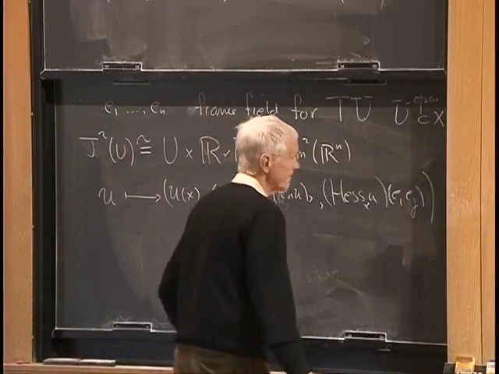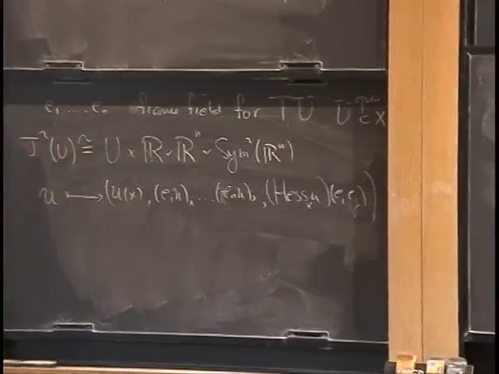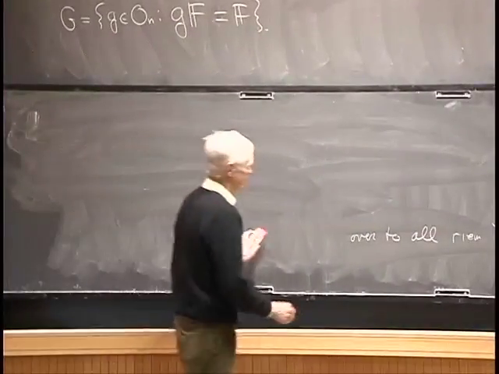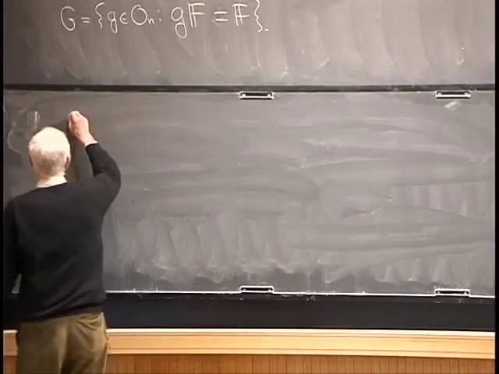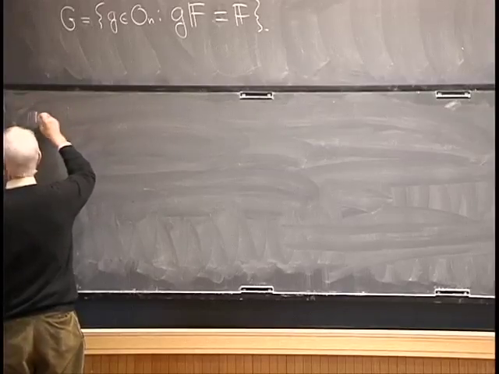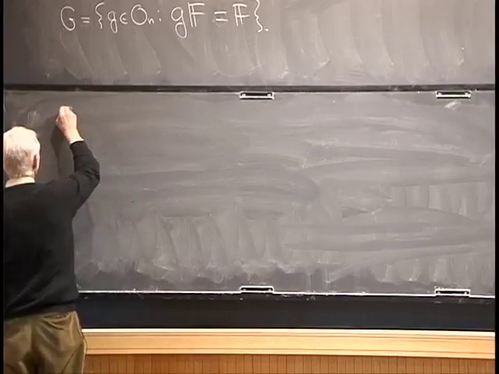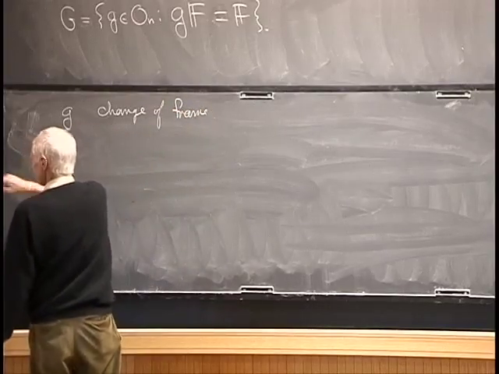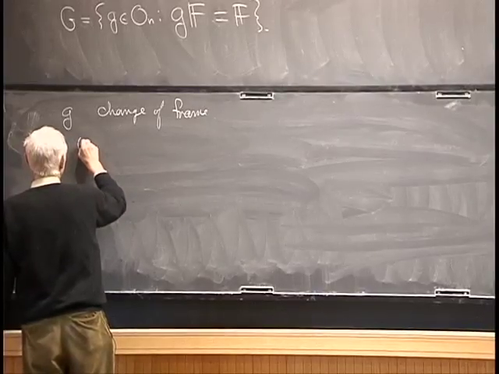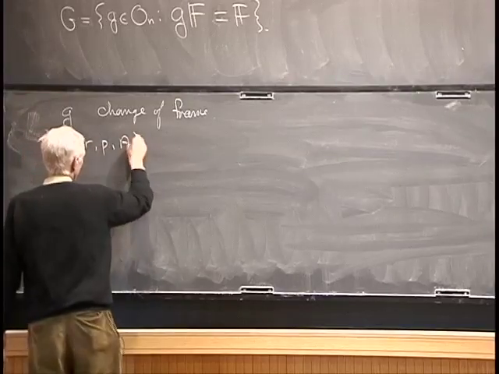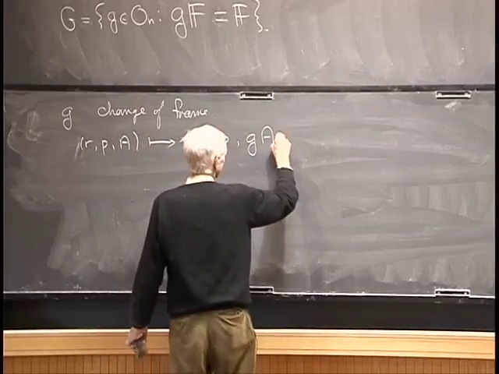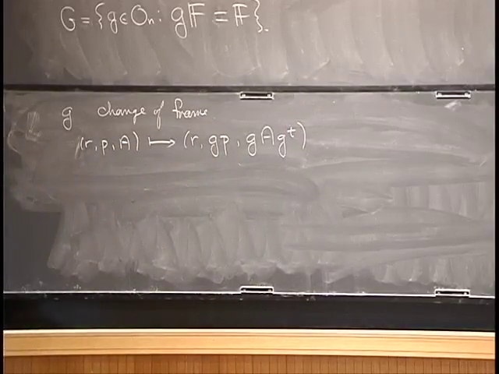And now, if you look at a change of framing, the action of GL(n), g is a change of frame, then the change of trivialization sends, I'll do it in these coordinates, r, and then you get g applied to p, and you get g A g transpose. Okay, so this is the action that you want of the general linear group on this space, on the trivializations.